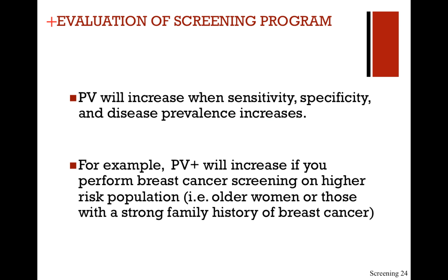So we know that the predictive value will increase when sensitivity, specificity, and disease prevalence increase. So if we have better sensitivity, better specificity, and a larger number of people with the disease, your predictive values will be better. So for example, your positive predictive value will increase if you perform breast cancer screening on a higher risk population, for example, older women and those with a strong family history of breast cancer. And that's part of what has been the ongoing controversy around breast cancer screening.